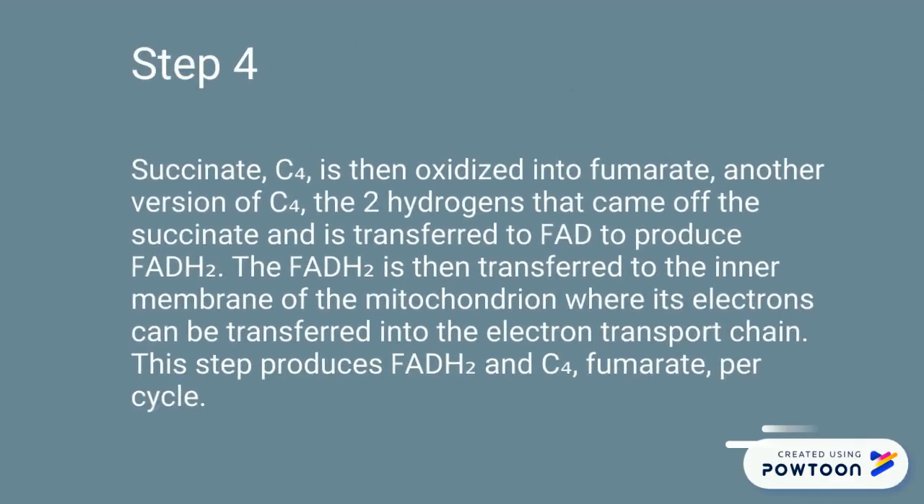Succinate, C4, is then oxidized into fumarate. The 2 hydrogen atoms that came off of succinate are transferred to FAD to produce FADH2. The FADH2 is transferred to the inner membrane of the mitochondria, where its electrons can be transferred into the electron transport chain. This step produces FADH2 and C4 fumarate per cycle.